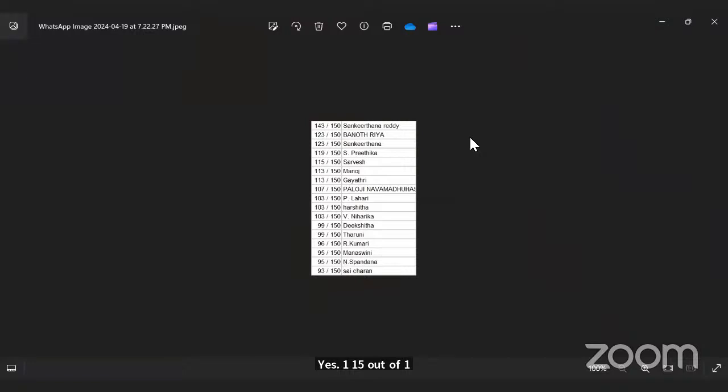Manoj 113 out of 150. Gayatri 113 out of 150. Nava Madhusudan 107 out of 150. P. Lahari 103 out of 150.